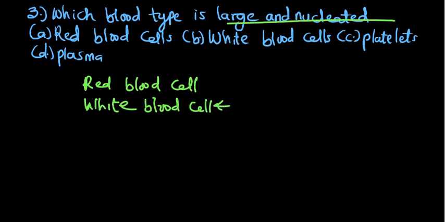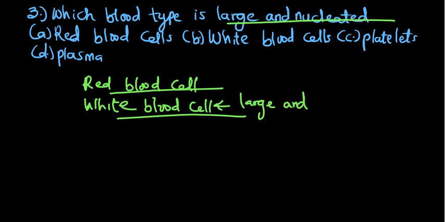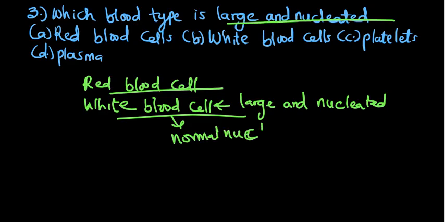White blood cell. Red blood cell doesn't have a nucleus, but white blood cells are large. They are also nucleated. So you should notice that white blood cells are larger than red blood cells. They also have a normal nucleus, so it is nucleated, unlike red blood cell that doesn't have a nucleus. So our answer here is option B. Let's move to the next question.